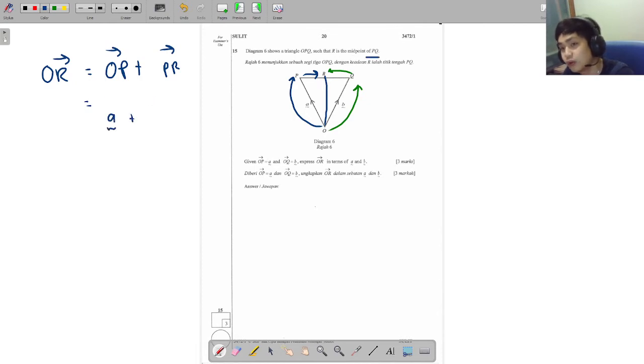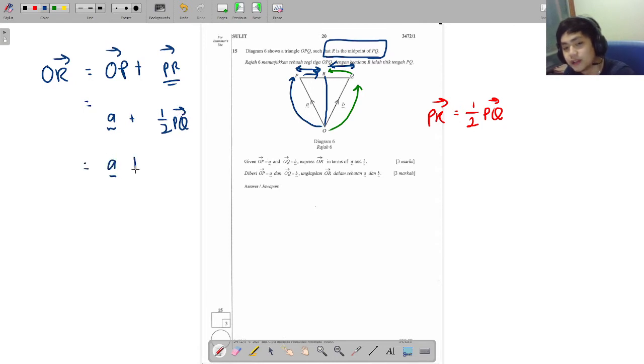But I know that R is the midpoint of PQ. So this is the same length as this. So PR should be equivalent to half of PQ. It's halfway through PQ. So I can say that PR is half PQ. So what is PQ? PQ is from P to Q, which means I go here and here. So it would be PO plus OQ.